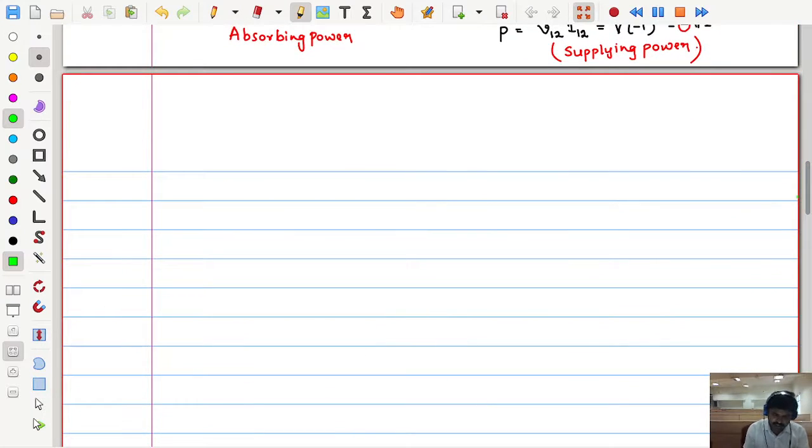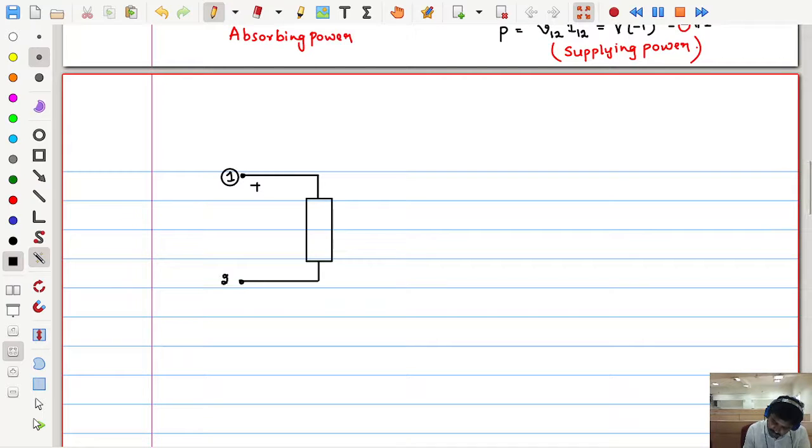So, let us take some more simple things in this way. Let me take a simple element and connect it just to demonstrate this power, positive and negative. We will have some numerical points. Let us consider this terminal of the element is 1, this terminal is 2, and the voltage across this is 5 volts, and assume that a current of 4 amperes is flowing in this direction.